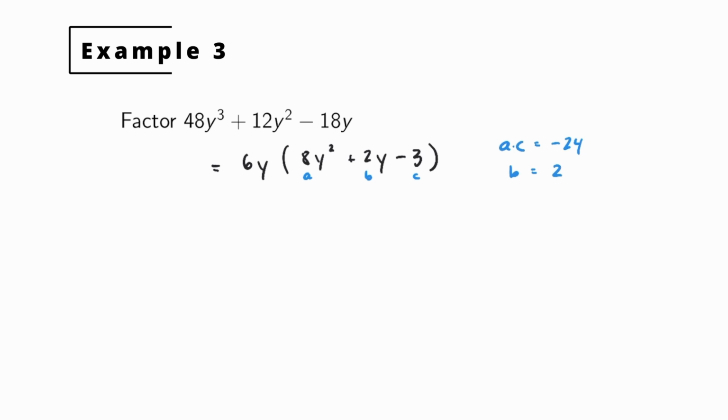So the two numbers that will fit those requirements would be positive 6 and negative 4. Positive 6 times negative 4 is negative 24. Positive 6 plus negative 4 is 2. So we now will split up that 2y as a sum of 6y and negative 4y. So we have 6y times 8y squared plus 6y minus 4y minus 3.